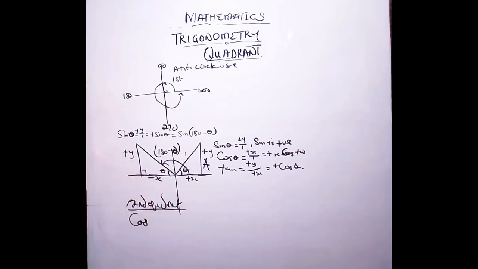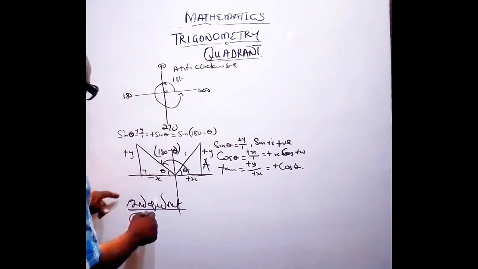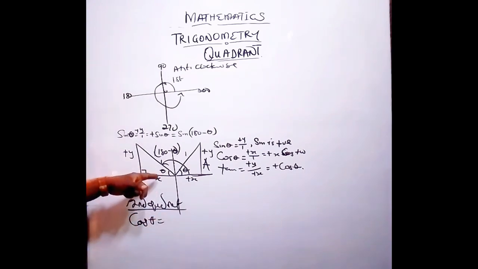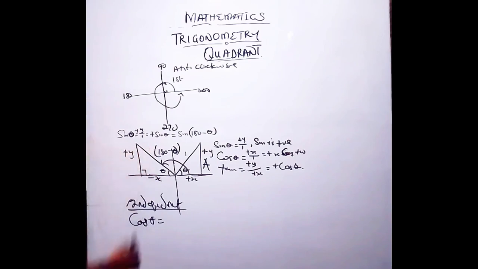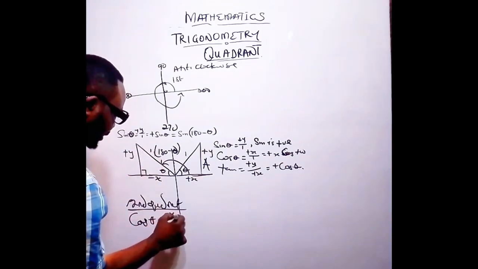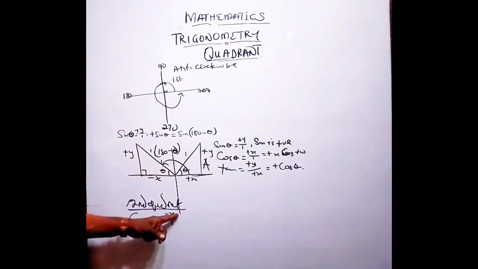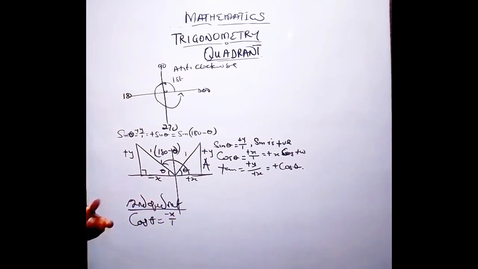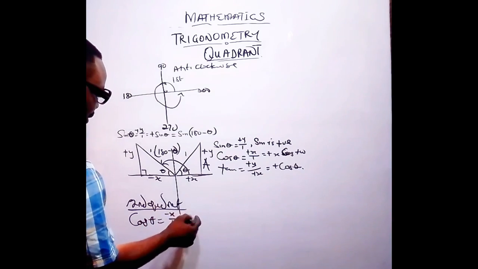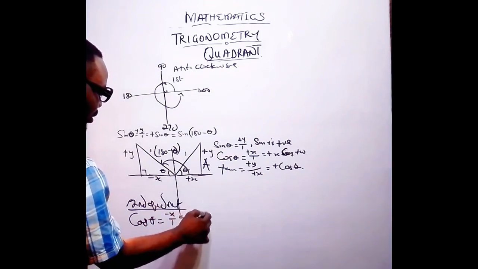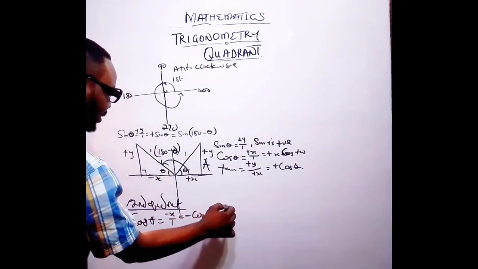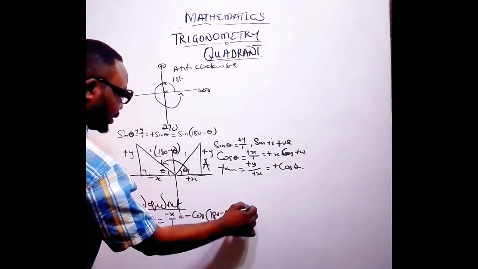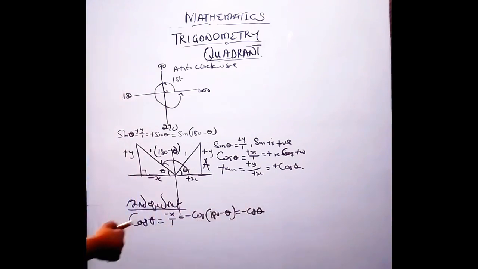Cosine, cos theta will be equal to what here? Minus x over 1. So whatever value x is, if it is 4, minus 4 over 1 is going to give us a negative value. So that will be equal to minus cos, 180 minus theta is what? Minus cos theta as well for the second quadrant.